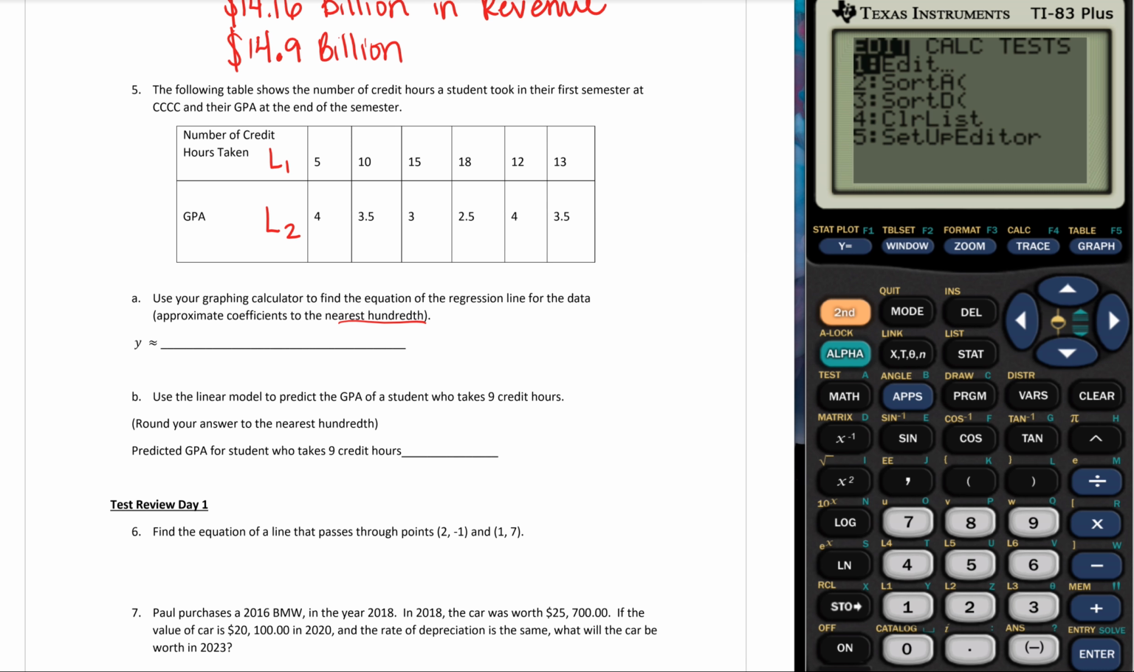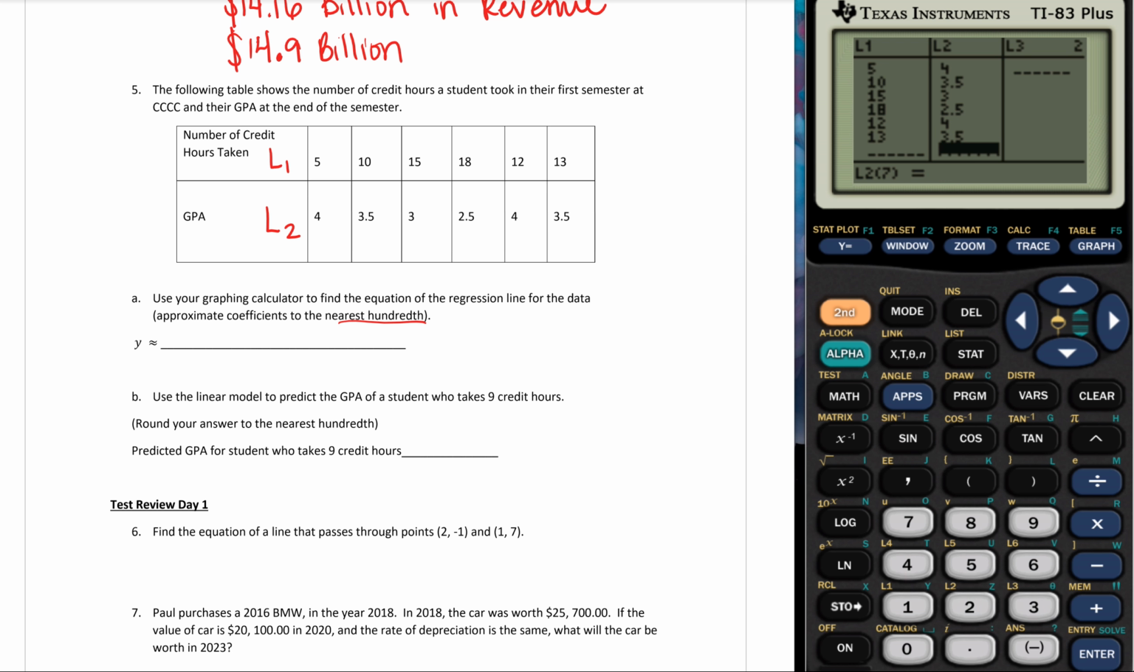Okay, so that tells me I'm immediately going to go into stat, enter. I'm going to go up to the list 1. I'm going to clear it out by hitting enter. List 2, clear, enter. All right, now everything's reset, and I'm going to start going in and putting in my 5, 10, 15, 18, 12, and 13. And then I have 4, 3.5, 3, 2.5, 4, 3.5.